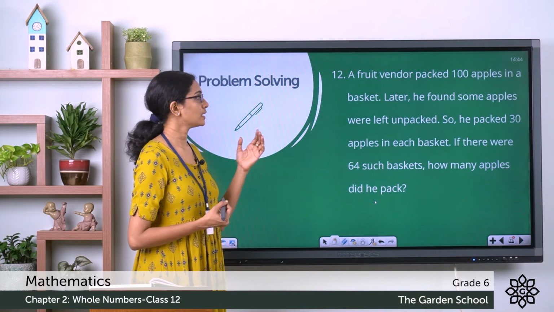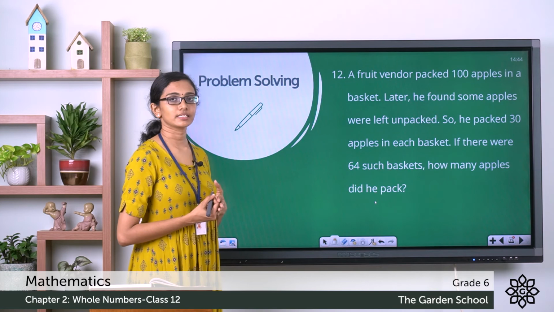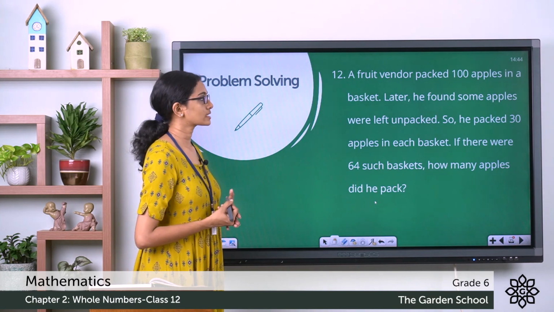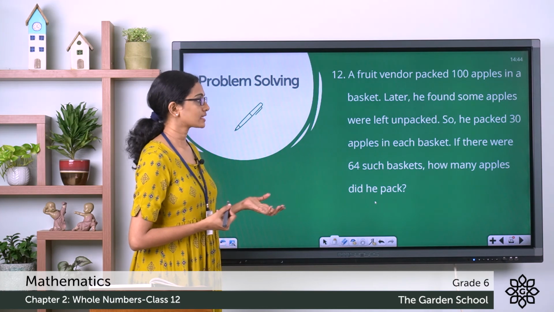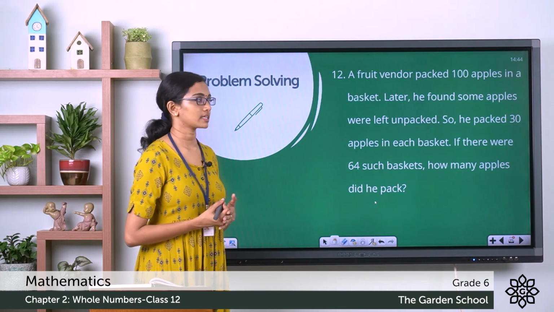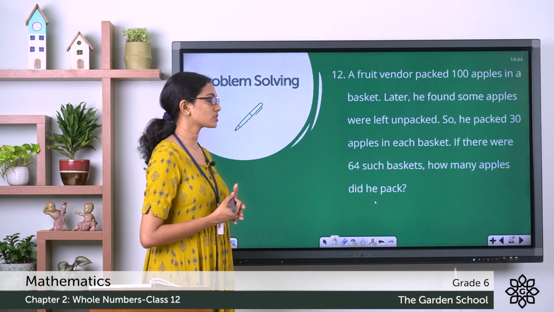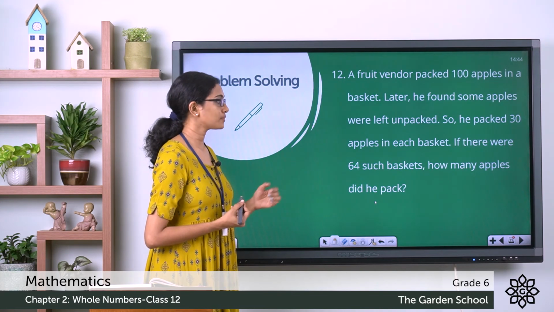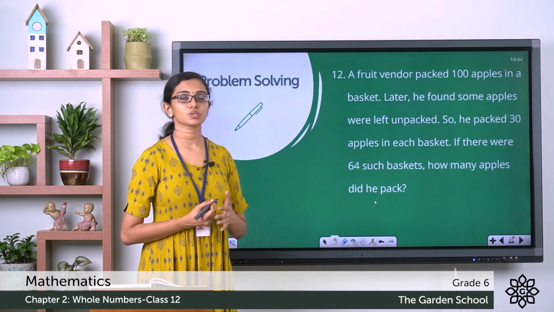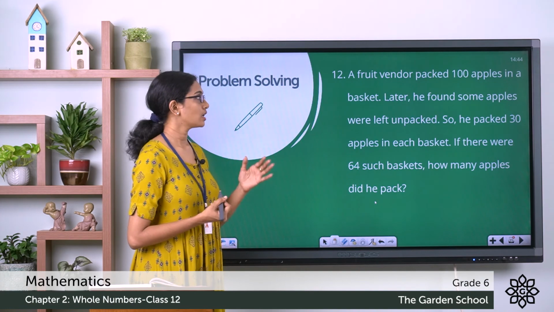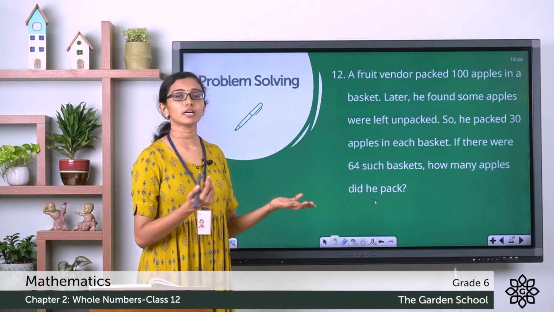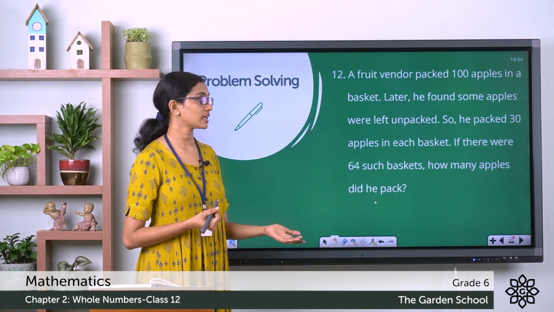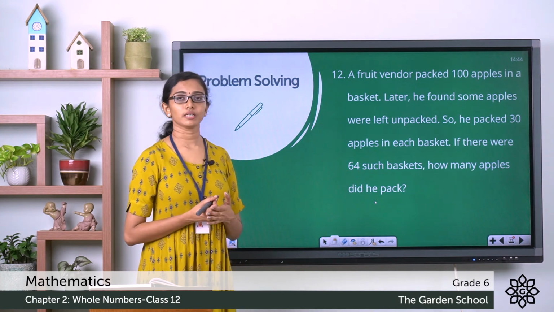A fruit vendor packed 100 apples in a basket. Later he found some apples were left unpacked. So he packed 30 apples in each basket. If there were 64 such baskets, how many apples did he pack? So what is mentioned in the question? First, a fruit vendor packed 100 apples into baskets. How many baskets were there? There were 64 such baskets.